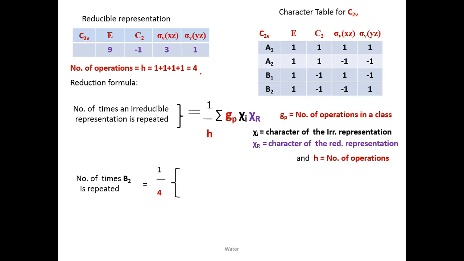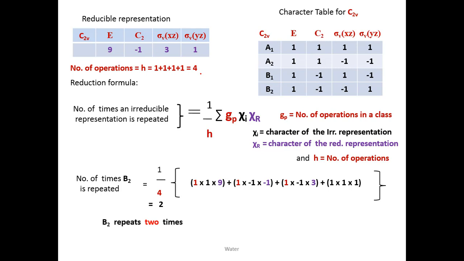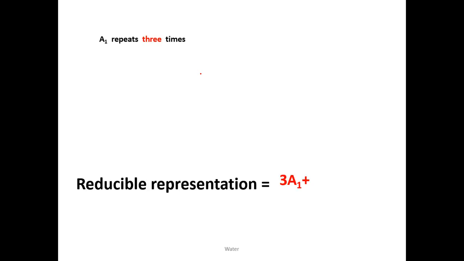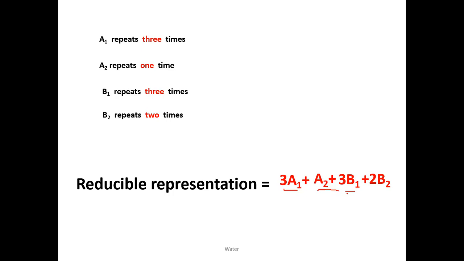Finally, we have the irreducible representation B2. For this, in a similar fashion, we will get 2. The number of times B2 is repeated is 2, and it will be 2B2. Putting all these things together, A1 repeats 3 times, so you write it here as 3A1. Then A2 is repeated 1 time, so we write it as A2. B1 is repeated 3 times, so we write it as 3B1. B2 is repeated 2 times, so we write it as 2B2.